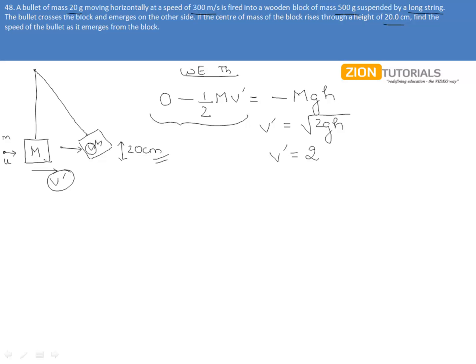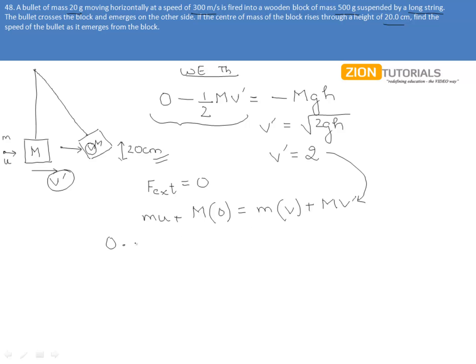And we all know that on the system consisting of this bullet and this block of mass capital M, there is no external force. And since the external force is 0, we can easily conserve momentum. And with that only we can write mass of the bullet into its initial velocity plus mass of block into its initial velocity equals mass of bullet into its final velocity plus mass of the block into its final velocity v dash.